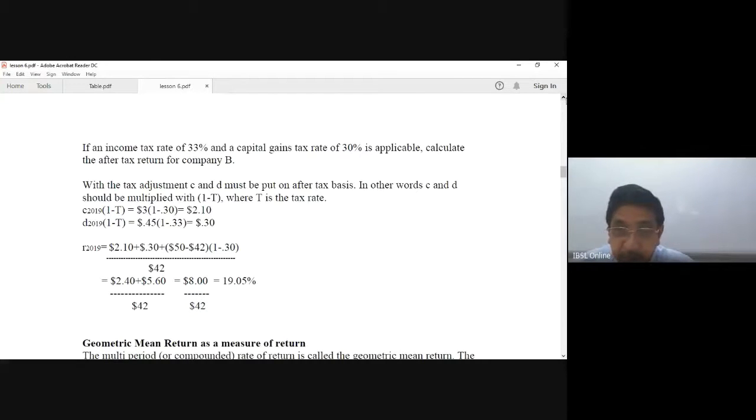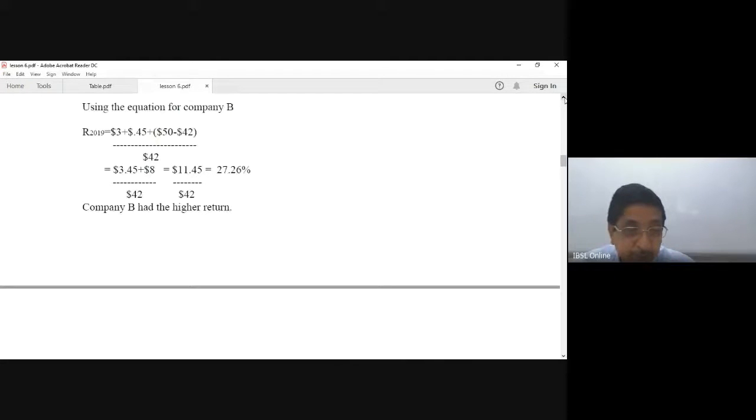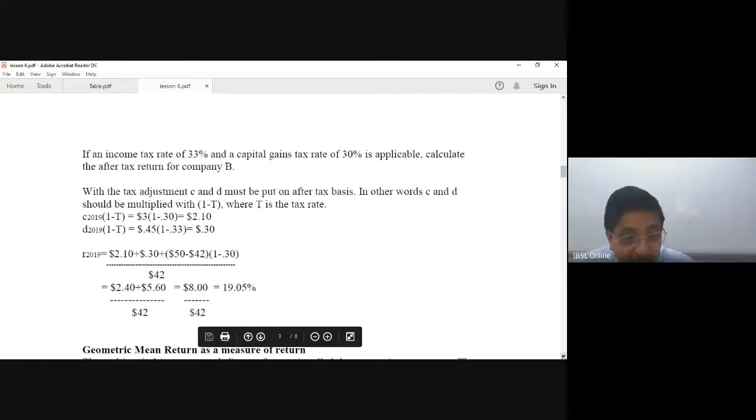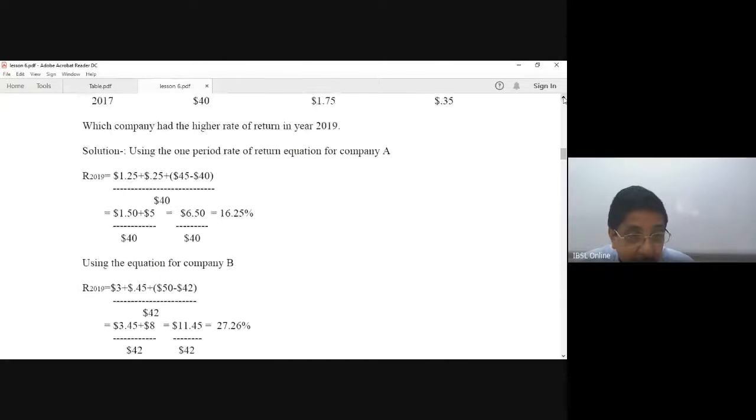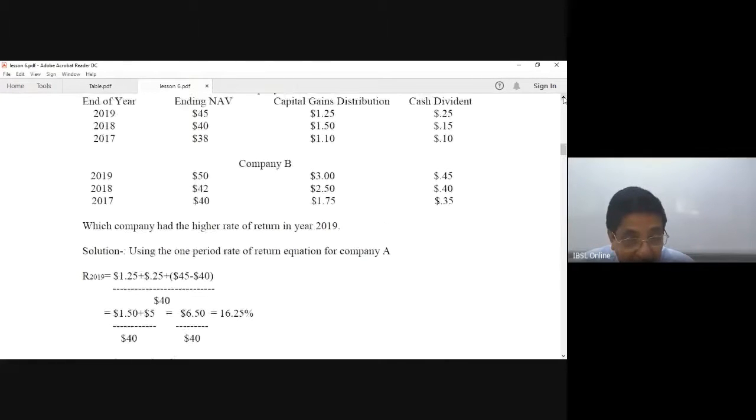Now you can see this is for company B. Company B's return without tax is 27.26, whereas if you apply the tax, the return has come down to 19.05. Now, this is a very important point to note, because the tax adjustment is applicable in any country. So you need to have a good idea about these things according to the country's law, because you need to understand where the income tax is applicable and where the capital gains tax is applicable.